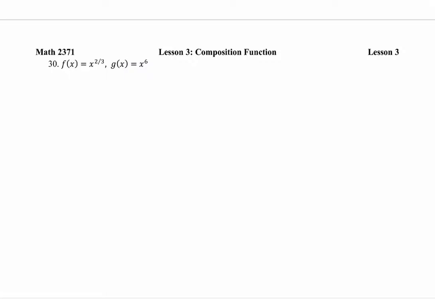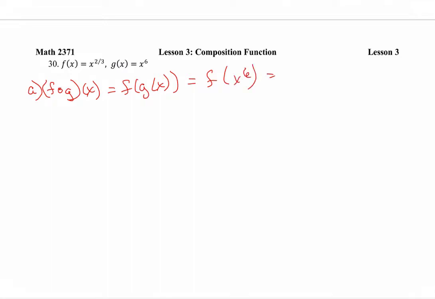All right. So now let's look at this one. For part A, we want to find f of g of x. So that's f of x times g of x. So that's f of x to the 6th. So that's x to the 6th to the 2/3. So I'm going to go right over here and multiply 6 over 1 times 2/3. That leaves me 2, which is then 4. So this is simply x to the 4th.